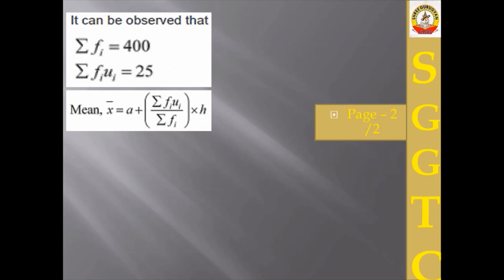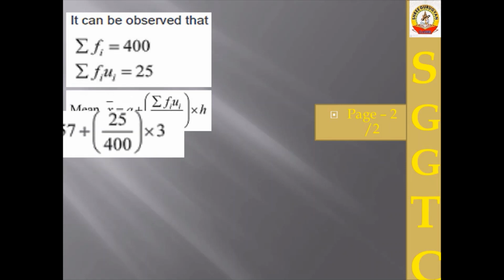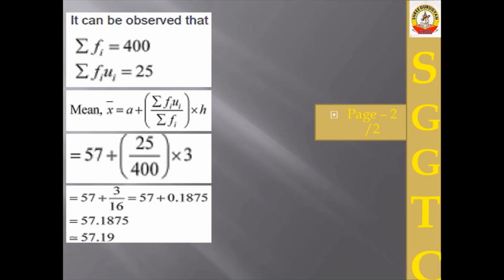Okay, now our formula is known for the mean: A plus Sigma Fi Ui upon Sigma Fi, into H. H indicates, students, your class size, the length between the upper limit and lower limit. Put in the values and we are happily done. It is 3 by 16, 0.1875 plus 57. So my answer is 57.1875. So approximately we can say 57.19.